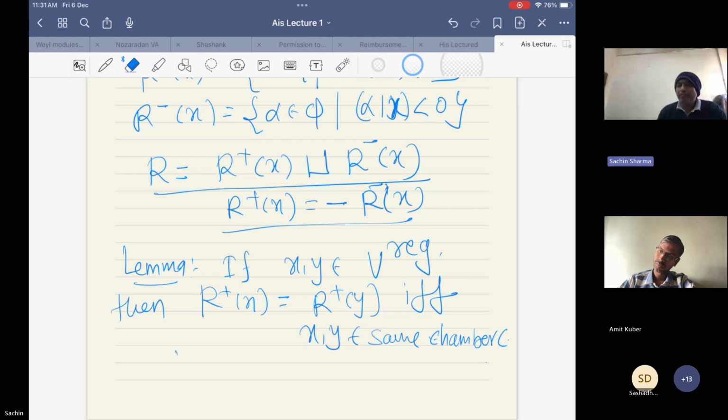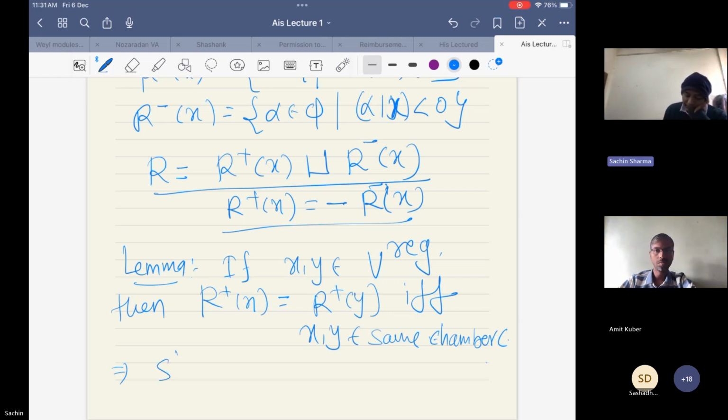What it tells us is that this partition is independent of the point if you have taken it from the same chamber. In the same chamber, of course, there are uncountably many points. But you take any point in the same chamber, then this partition of your R into R plus of x and R minus of x will remain the same regardless of x. So let us start.